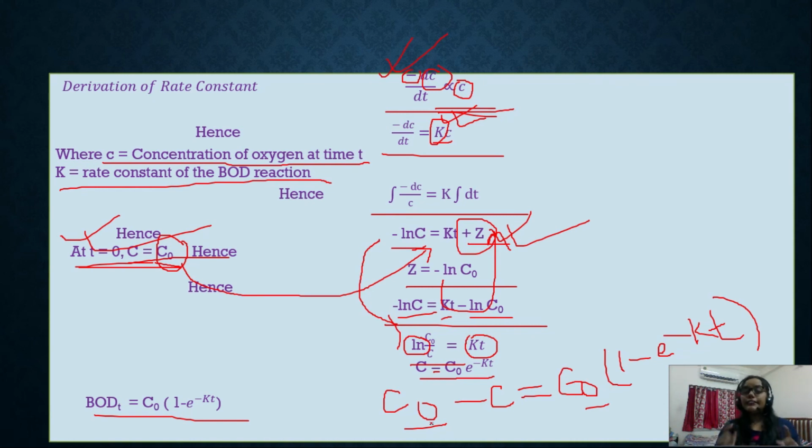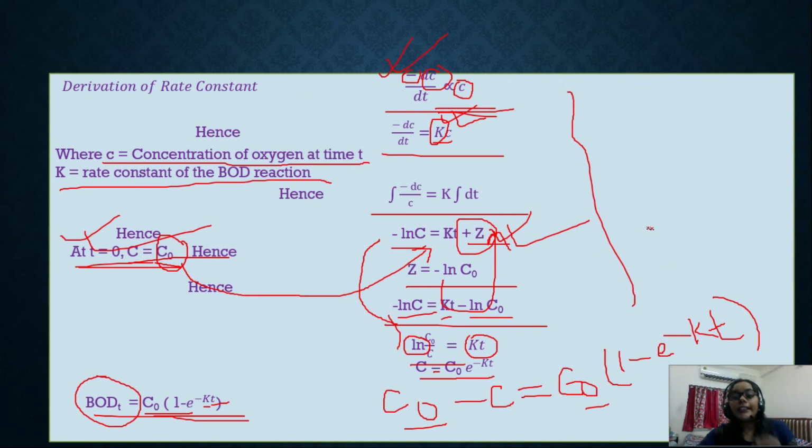Now, what is C0? C0 is the initial amount of dissolved oxygen and C is the final amount, like the amount of oxygen at a time T. So C0 minus C, as such, is the BOD value. That is why here BOD at time T equals C0 into 1 minus e to the power minus KT, where C0 is the initial value of dissolved oxygen, K is the rate constant and T is the time factor. So this is all about the derivation of the rate constant of BOD reaction.